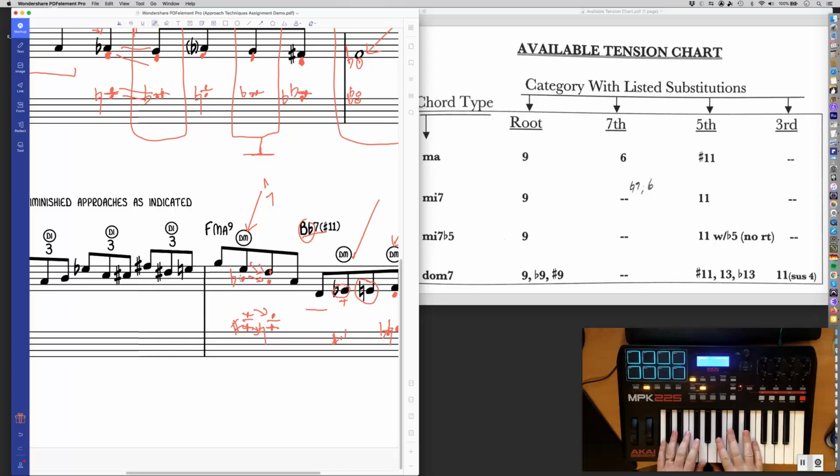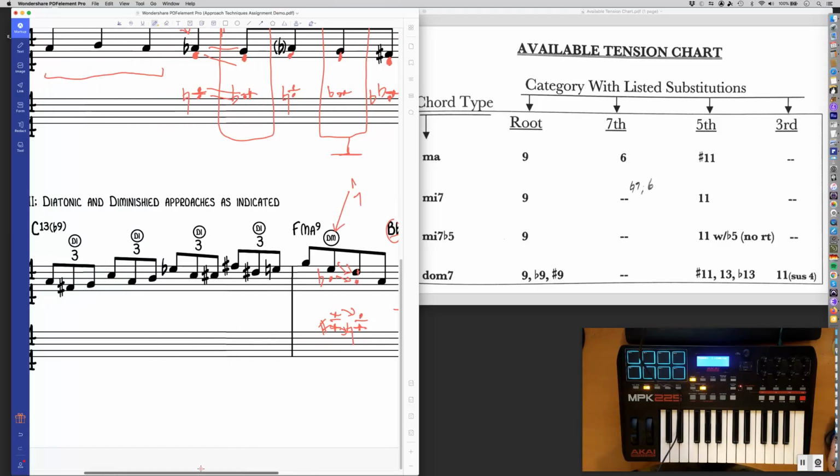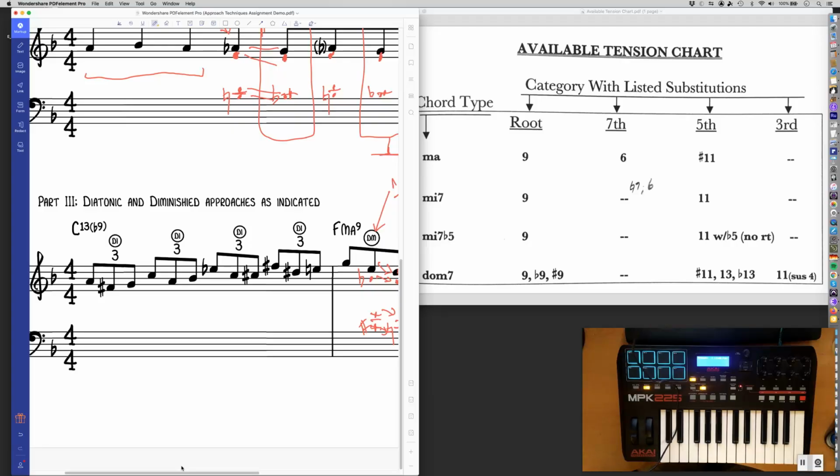All right, so we've got this nice drop 2 with the diminished approach. Okay, let's look at the diatonic approach. This one is sometimes the hardest to learn, especially because we've got a scale here that's not as common. So if you look at page 104 in your Lindsay, you're presented with the half-whole diminished scale.